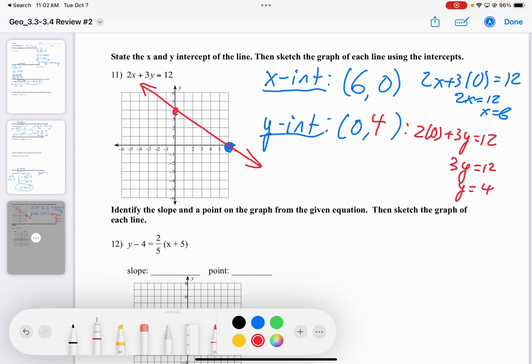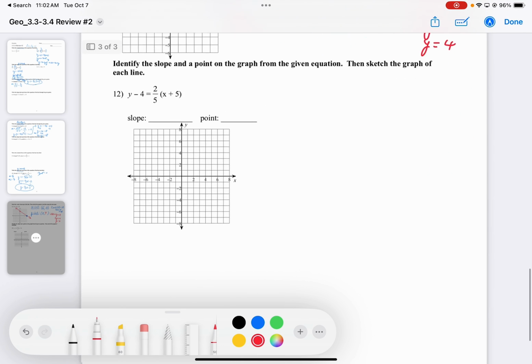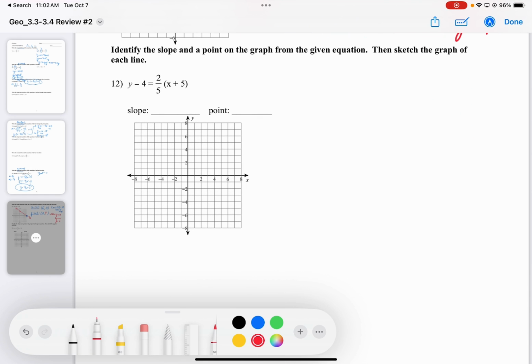How many points do you need to graph a line? 2. 2 points, good. So there's my line. What can you tell me about my slope? Negative. It's negative, and you can compute it pretty easily from those 2 points. Okay. All right, last one that's on here. God, I should have given you guys a bigger review, huh?